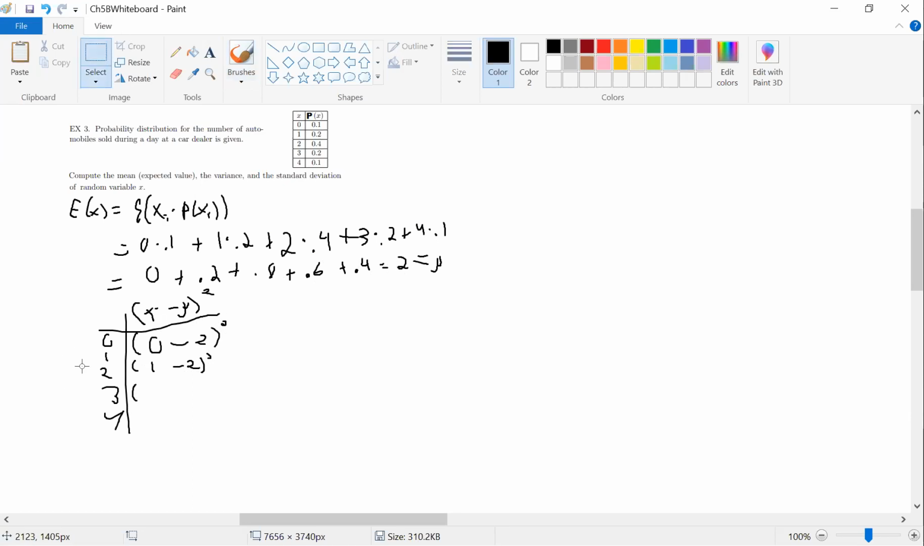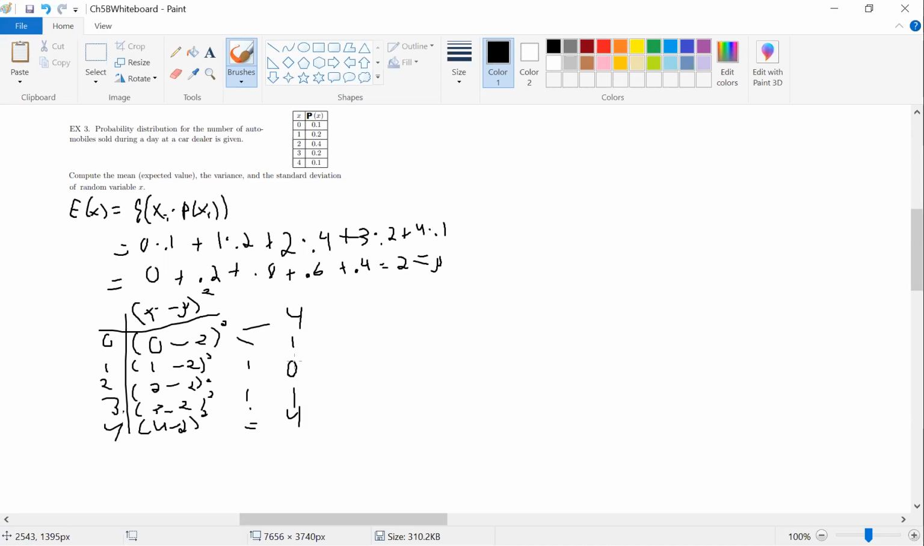We're going a bit down. Let's move this down a little bit so we can see it better. There we go. 2 minus 2 squared, 3 minus 2 squared, and 4 minus 2 squared. So 0 minus 2, negative 2 squared is 4. Same down here. 1 minus 2, negative 1 squared, that is 1. Same down here. And that one is 0.